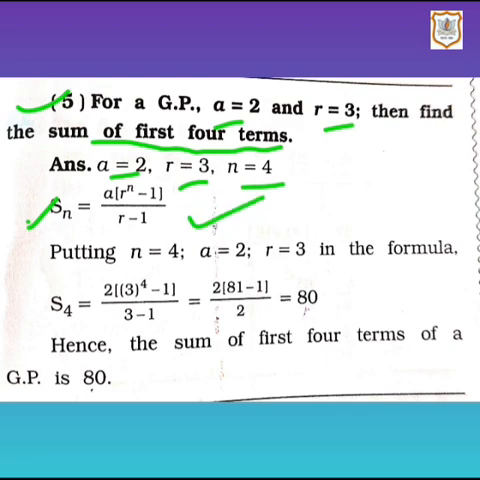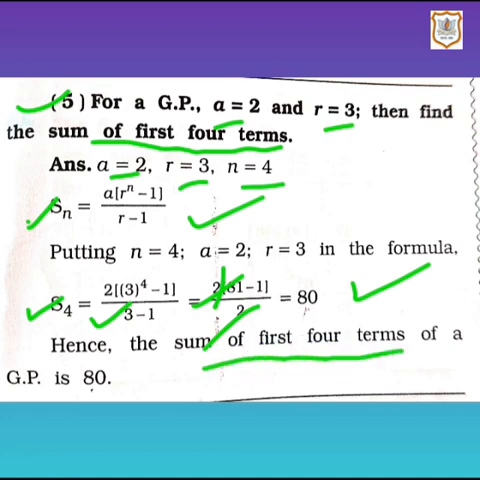So now we will put the values in the formula. So S4 is equals to 2 multiplied by 3 to the power 4 minus 1 upon 3 minus 1. This will give you 2 multiplied by 81 minus 1 upon 2. Here 2 and 2 will be cancelled. 81 minus 1 is 80. So the sum of first 4 terms is 80. Let's solve next sum.